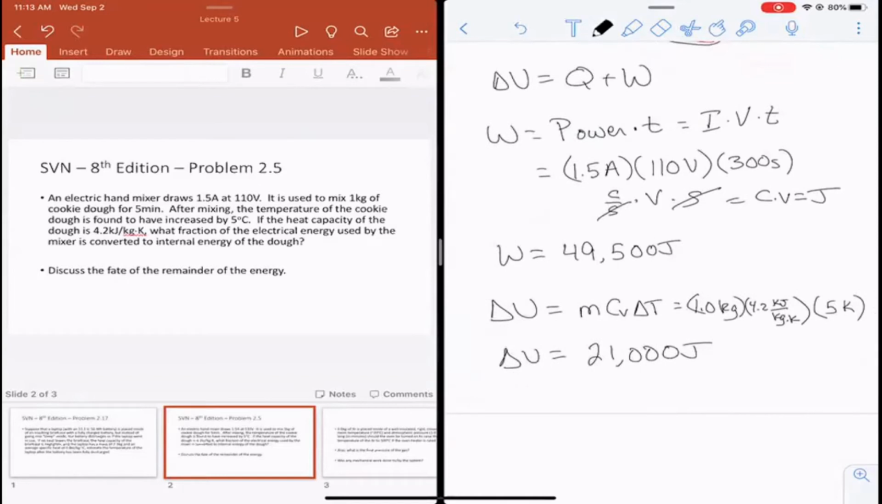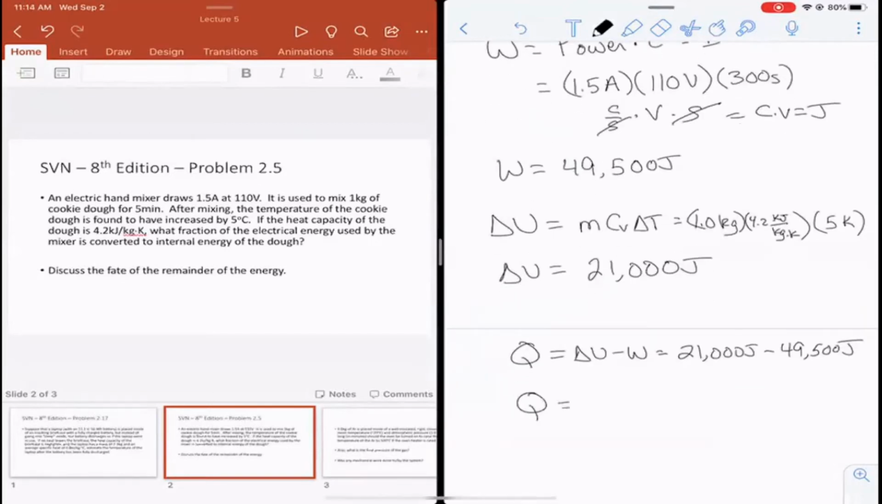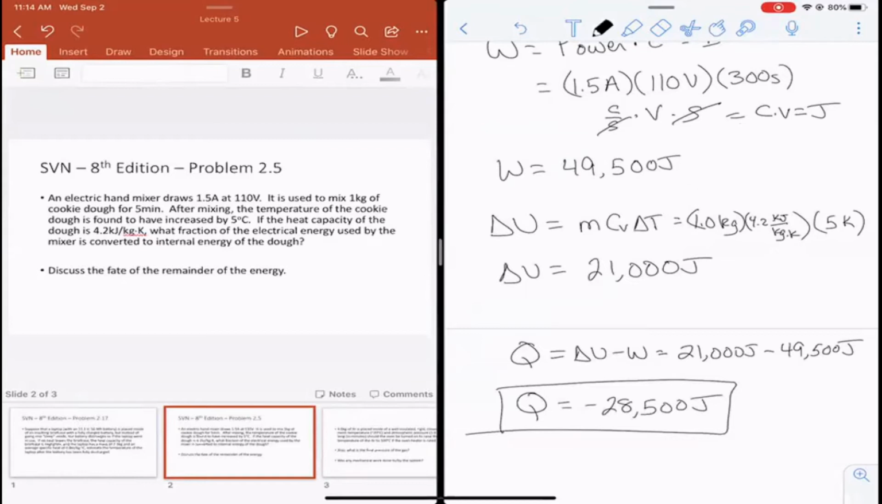So if we take our energy balance that we had above, we can calculate the amount of heat that is evolved. That's delta U minus W, which equals 21,000 joules minus 49,500 joules. And so we find that heat, or Q, is equal to minus 28,500 joules. Remember, our sign here is negative, so that means that the system is giving off heat. So some of the work increased the temperature, and some of it was released as heat.